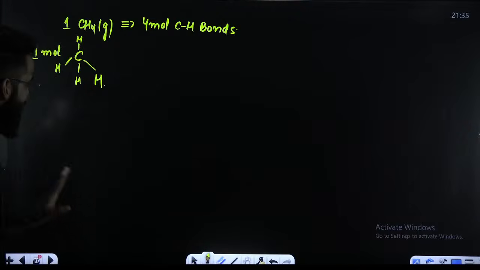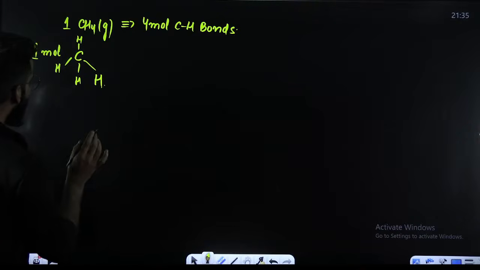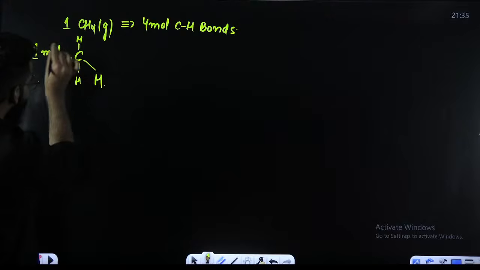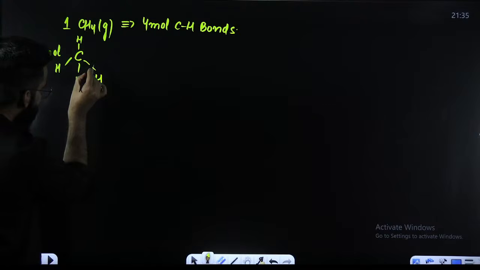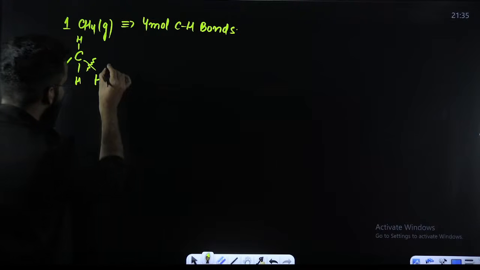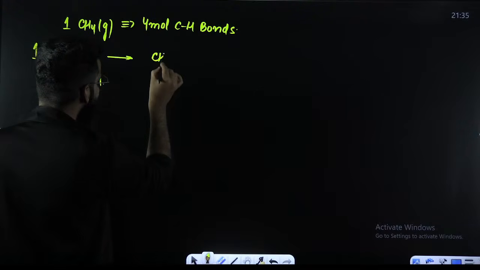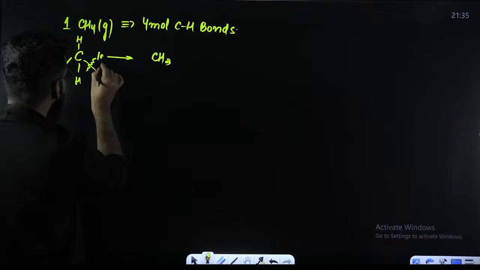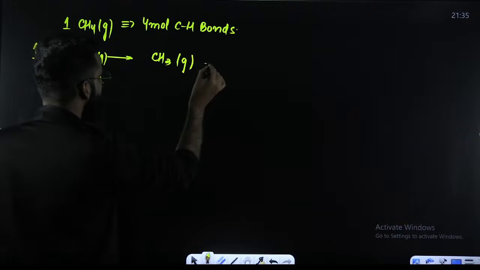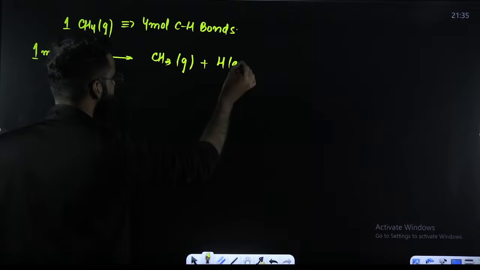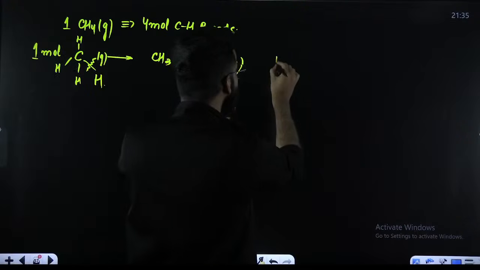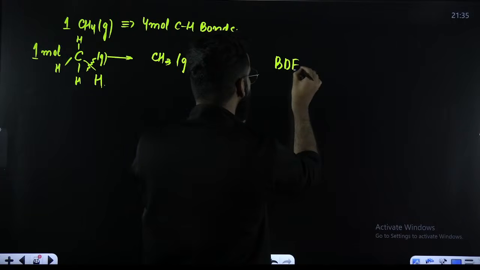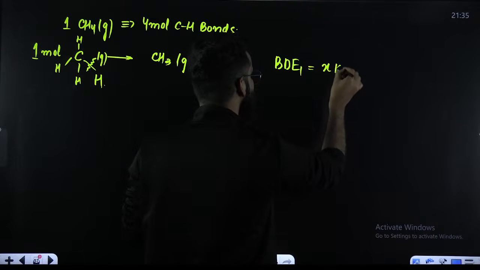Correct? Now, in 1 mole of CH4, we have got 1 mole of this bond, 1 mole of this bond, 1 mole of this bond, 1 mole of this bond. For example, you are breaking 1 mole of this bond. What do you get? You get CH3 plus H. The amount of energy needed in this particular case, let me call that bond dissociation energy 1. Let's say that's X1 kilojoules.